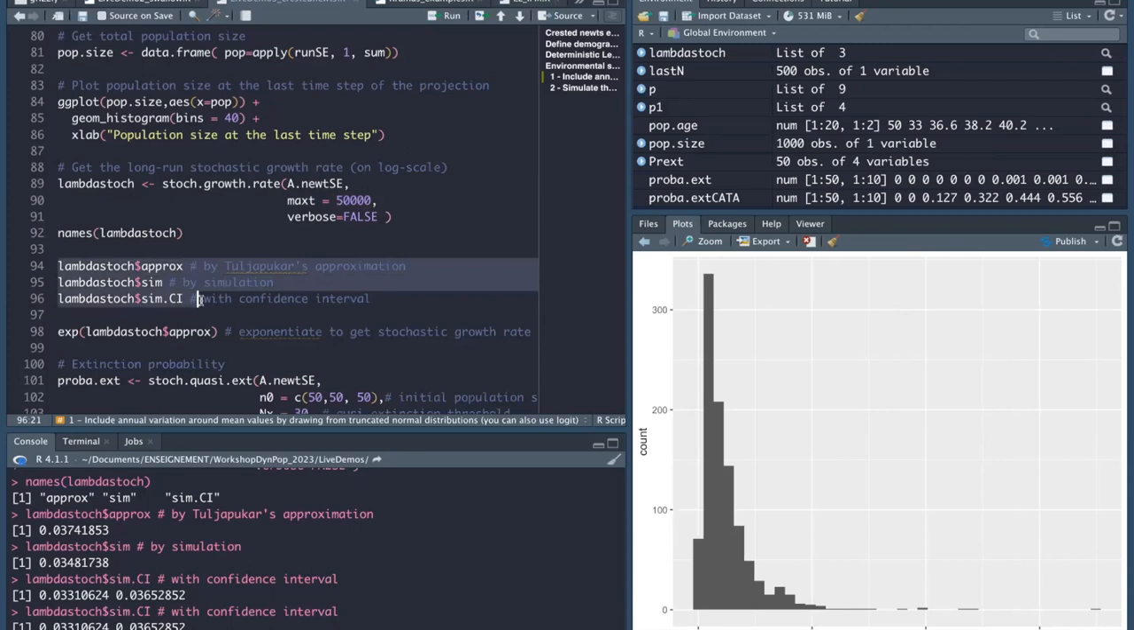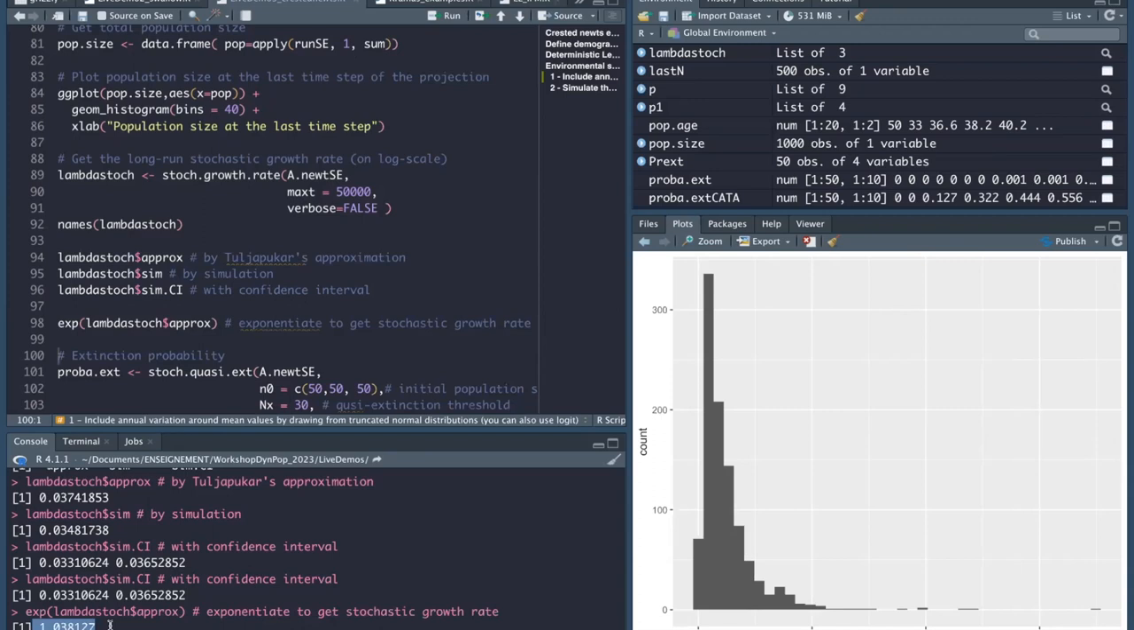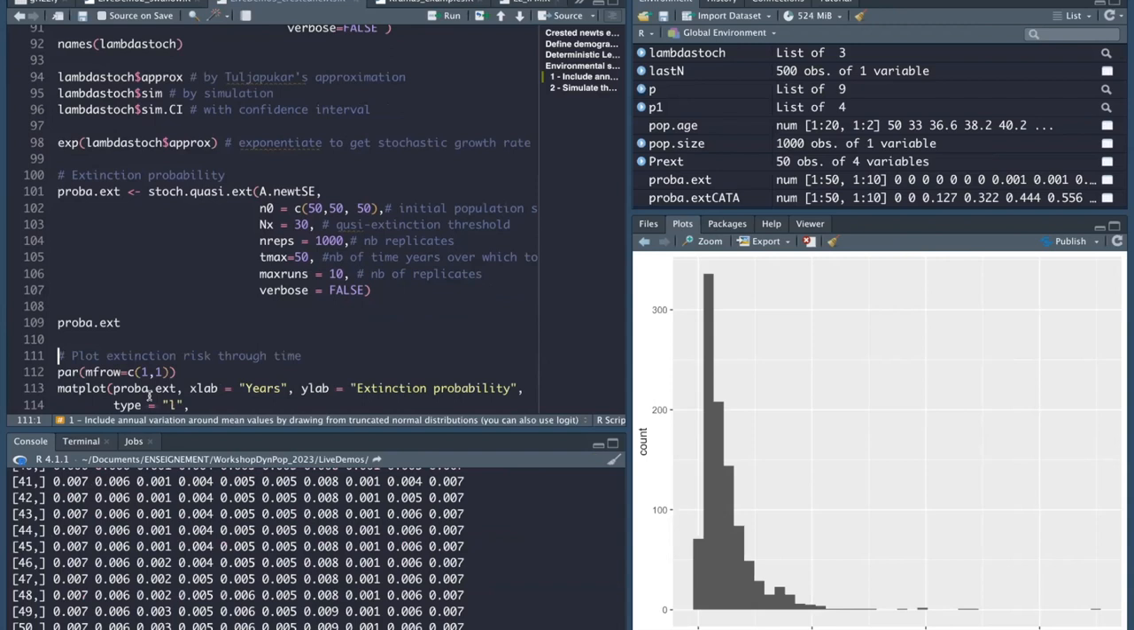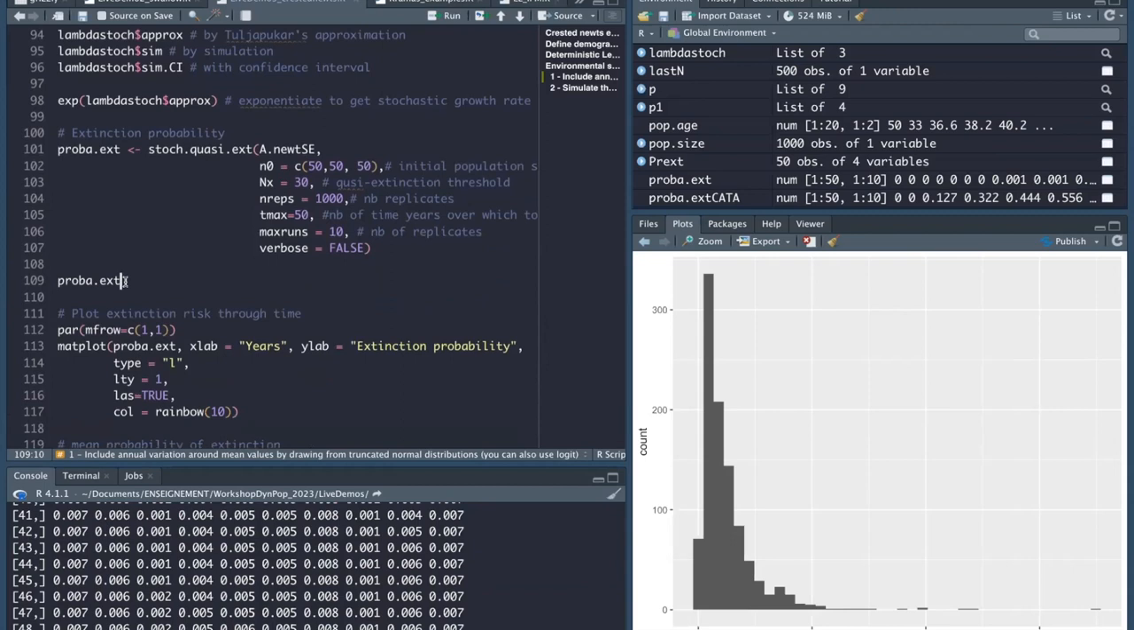So this is below one when you exponentiate this value. If it's below one, it's very scary for the population. It means that on average it's declining. But if it's above one, it still doesn't rule out that there is a risk of extinction, especially if it's close to one. In general, we're interested in what's going to happen in the next years. That's more informative than just looking at the long-run stochastic growth rate.